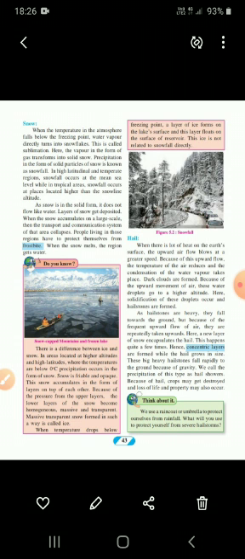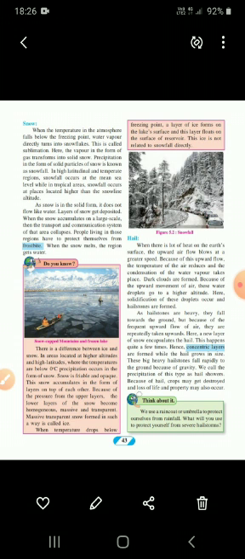Understood? Now children, we will see hail. When there is a lot of heat on the earth's surface, the upward air blows at a greater speed. Because of this upward flow, the temperature of the air reduces and the condensation of water vapor takes place. Dark clouds are formed because of the upward movement of air. These water droplets go to the higher altitude. Here, solidification of these droplets occurs and hailstones are formed. So here is how hailstones are formed, as given here.